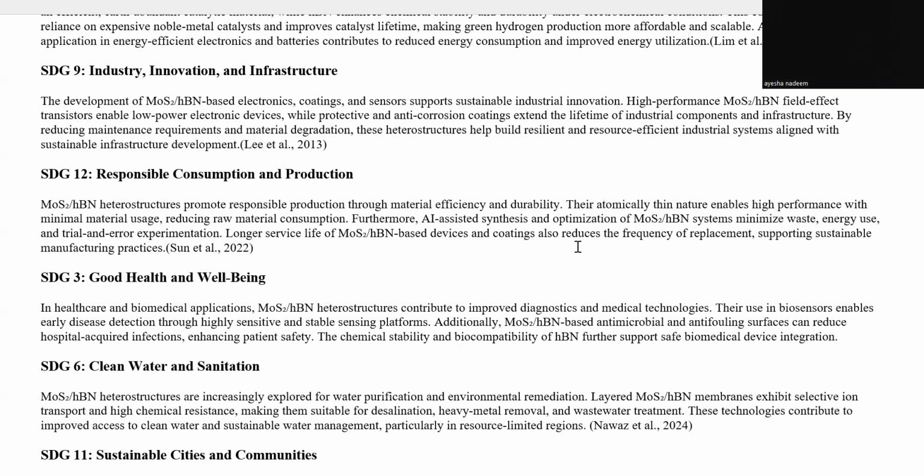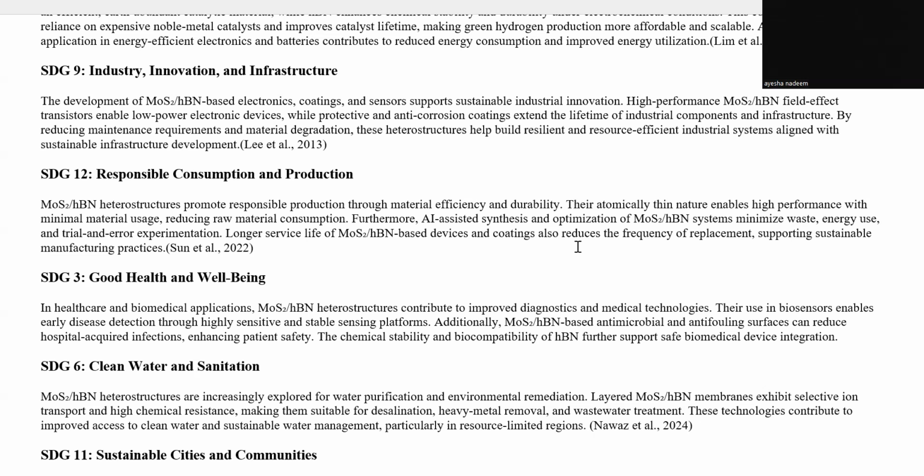Their atomically thin nature enables high performance with minimal material usage, reducing raw material consumption. Furthermore, AI assisted synthesis and optimization of molybdenum disulfide and hexagonal boron nitride systems minimize waste, energy use, and trial and error experimentation. The longer service life of molybdenum disulfide and hexagonal boron nitride based devices and coatings also reduces the frequency of replacement, supporting sustainable manufacturing practices.